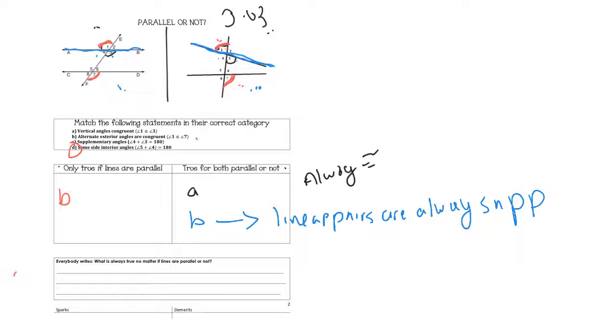Same side exterior. So for example, angle 5 and 4. These two would add up to 180. They would not add up to 180 here. It's only true if I have parallel lines. So the only two that are true no matter what are vertical angles are always congruent.